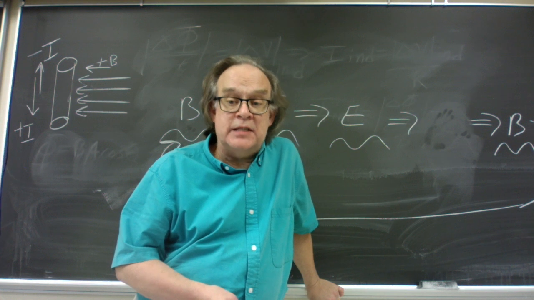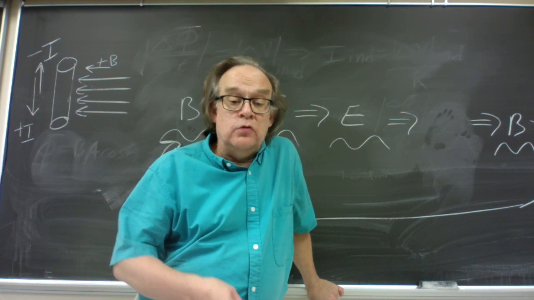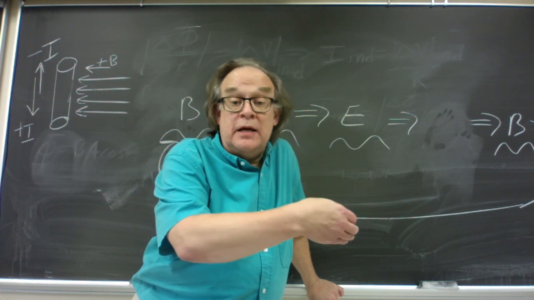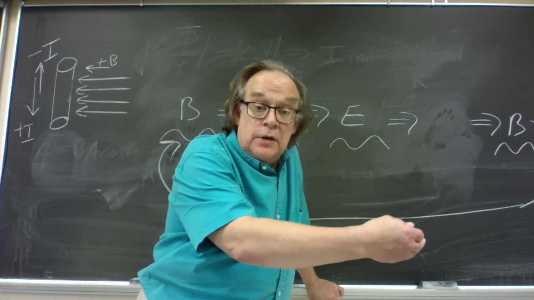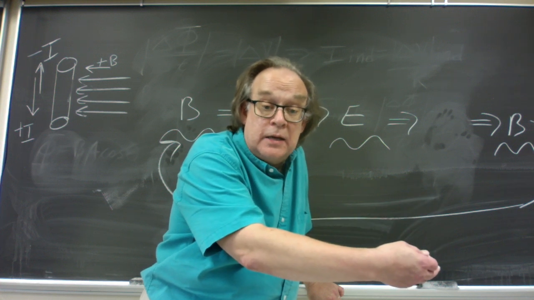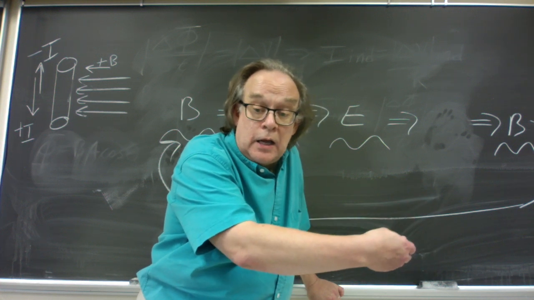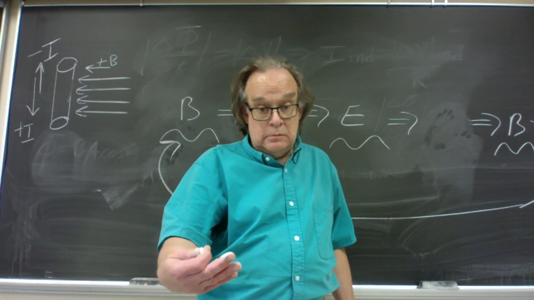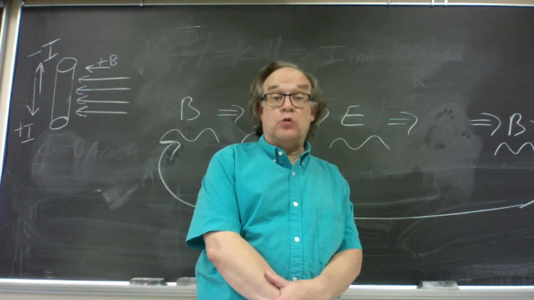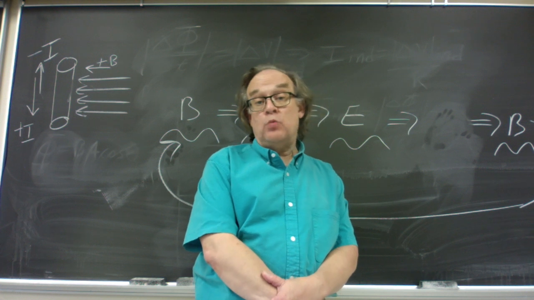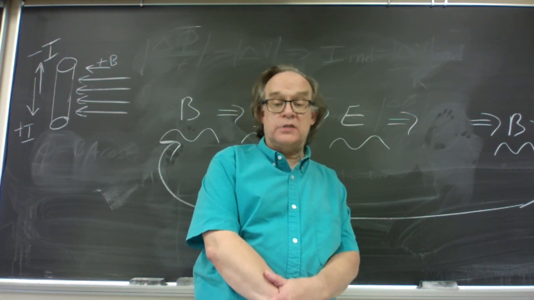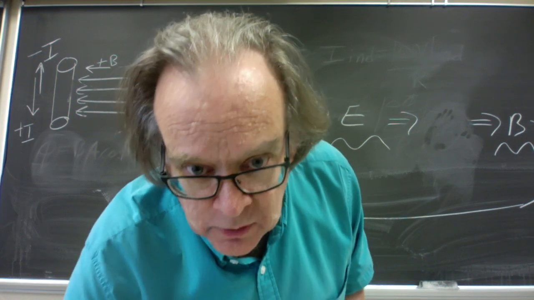You get a self-sustaining chain of oscillating electric fields producing oscillating magnetic fields that produce another oscillating electric field that produces another oscillating magnetic field, and on and on and on. And that is what we normally call an electromagnetic wave: light wave, infrared wave, ultraviolet waves, all that kind of thing.